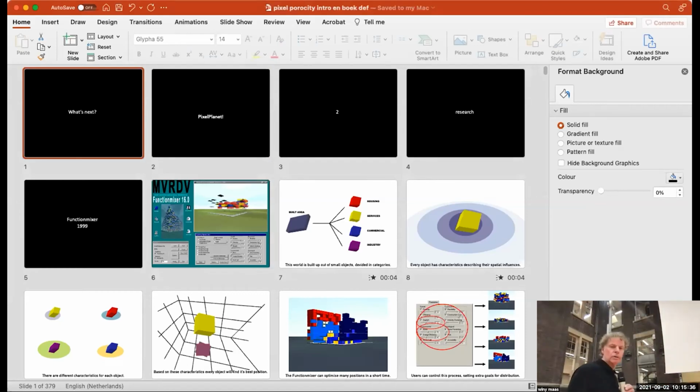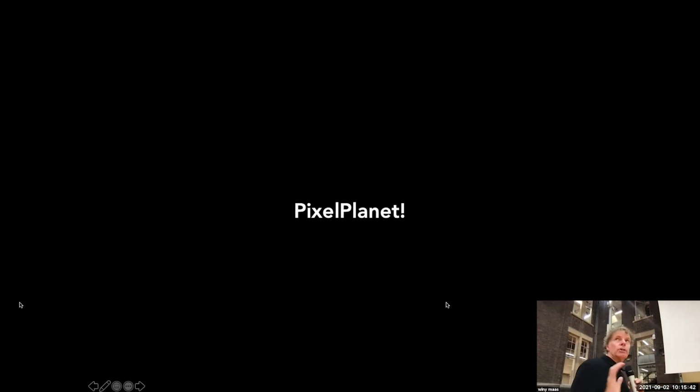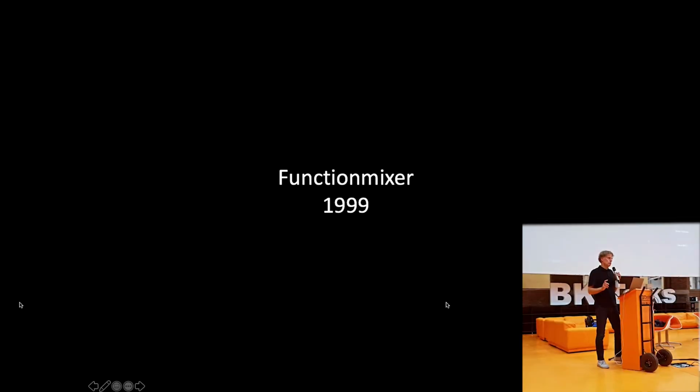Let's go now, as a second chapter, into the more theoretical structure of pixel planet and of this kind of processes of standardization and combination or recombination. The research part, the second chapter. I take you back to the function mixer.